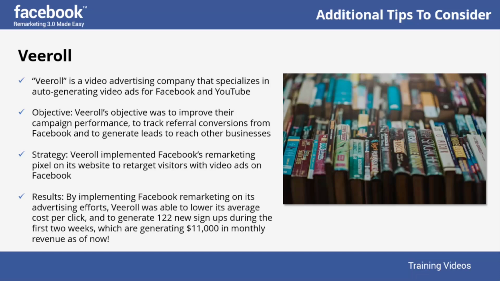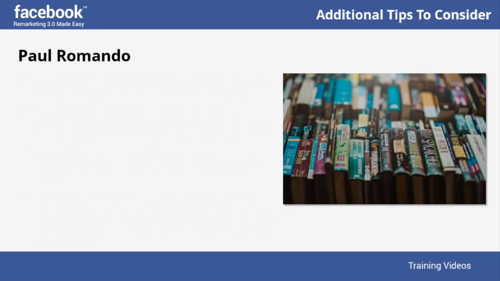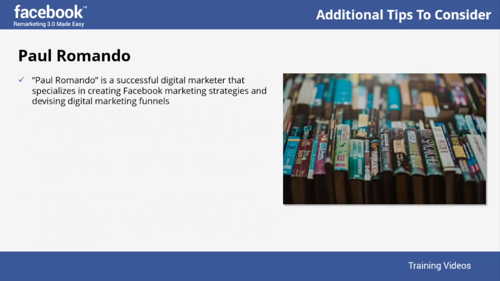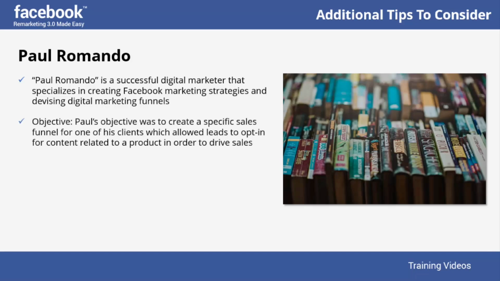Results: by implementing Facebook remarketing on its advertising efforts, V-Roll was able to lower its average cost per click and to generate 122 new signups during the first 2 weeks, which are generating $11,000 in monthly revenue as of now. Paul Raimondo. Paul Raimondo is a successful digital marketer that specializes in creating Facebook marketing strategies and devising digital marketing funnels. Objective: Paul's objective was to create a specific sales funnel for one of his clients, which allowed leads to opt in for content related to a product in order to drive sales.